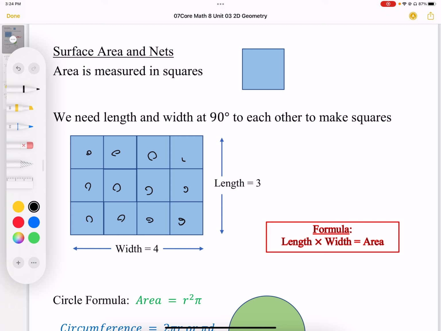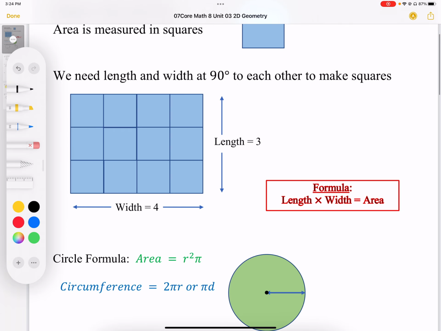Or I can just do 4 groups of 3, which is 12. And that's how I calculate area. That's how we get squares.